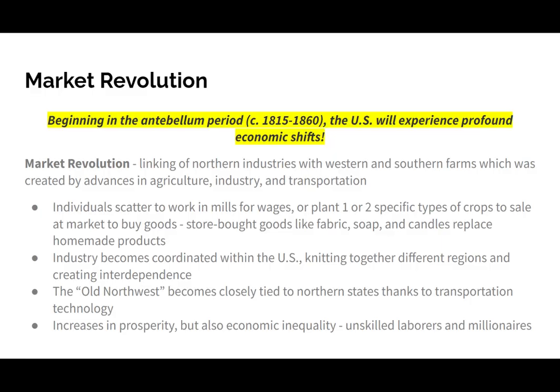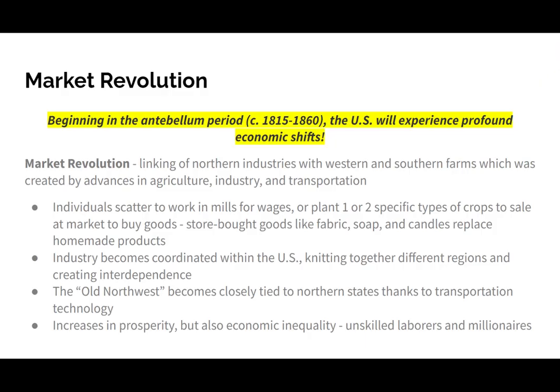So in the market revolution, we're going to start to see in this early 19th century, individuals who had been on these self-sustaining farms scatter and start working in mills for wages. Or maybe if they stay in their household farms, they're going to plant maybe only one or two specific types of crops to sell at market, to buy goods. So instead of just planting crops to feed themselves, they might plant a couple crops, especially cash crops, to sell at the market to buy goods. So store-bought goods like fabric and soap and candles are going to replace homemade products.